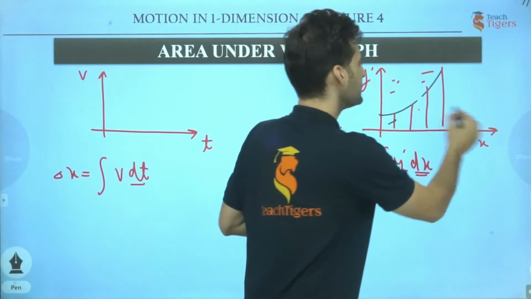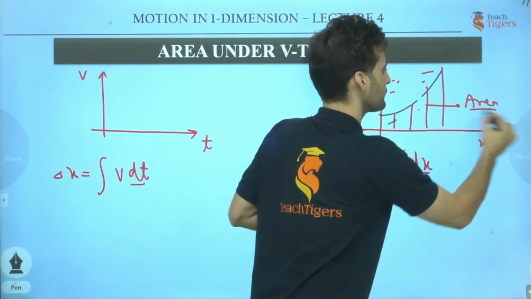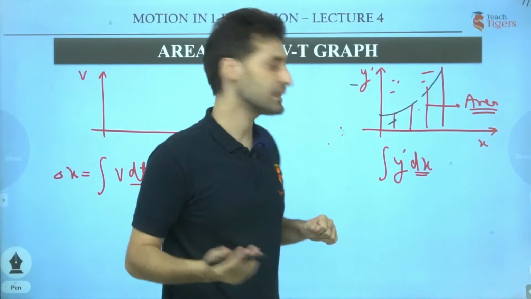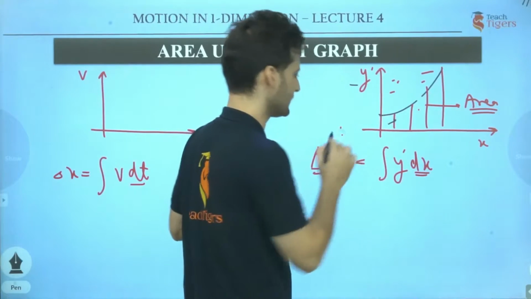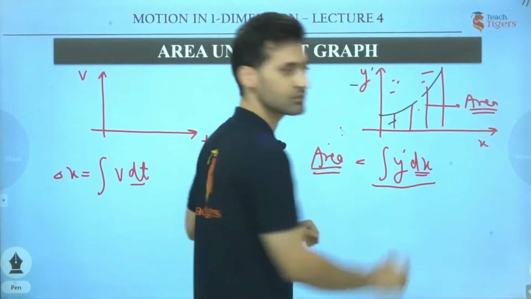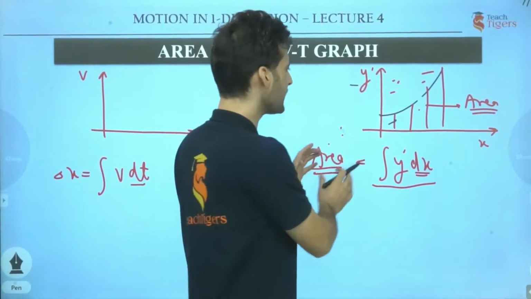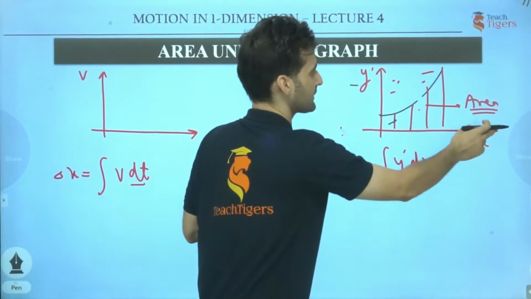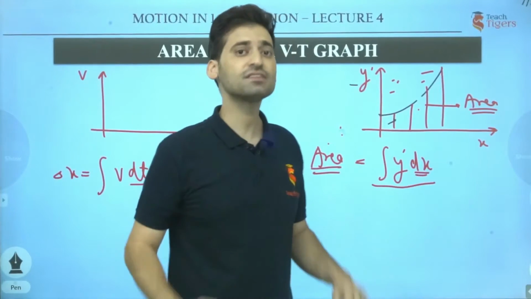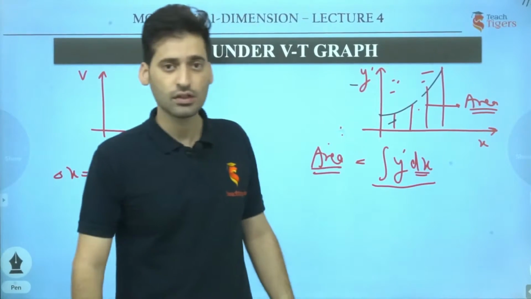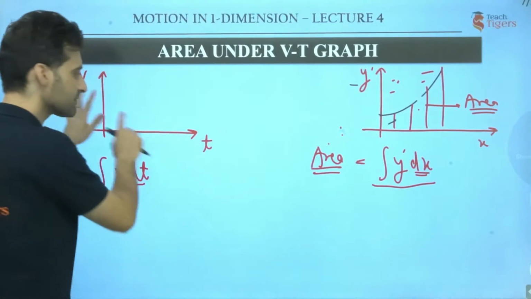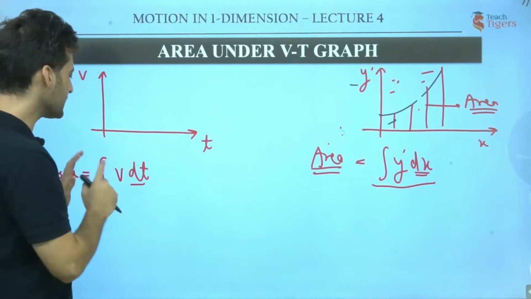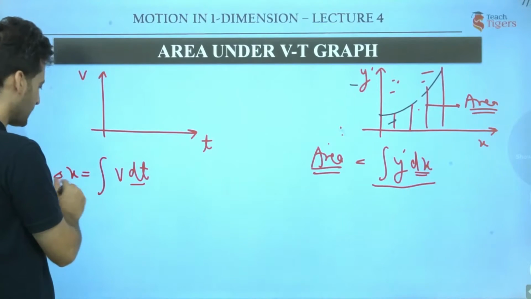Okay? So this area is numerically equal to which quantity? This area is numerically equal to this quantity over here. That means this integration means what? This integration means area under the curve and the x-axis, this area. This is what we have studied in integration. So this is what we are going to use here. If I have the VT curve, I can easily get the value of delta x from here.